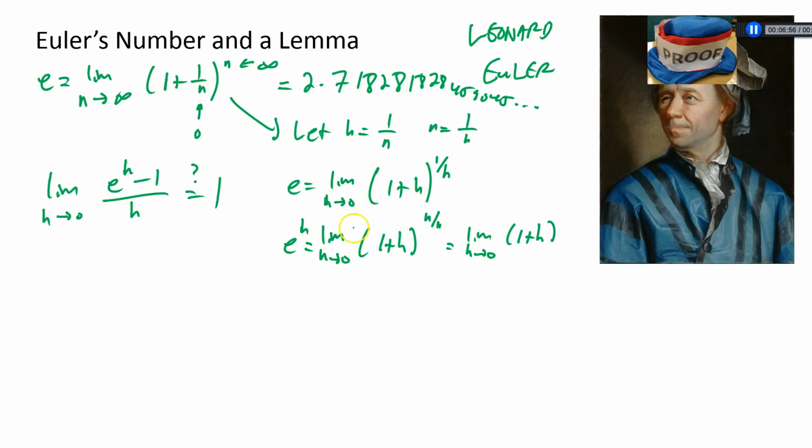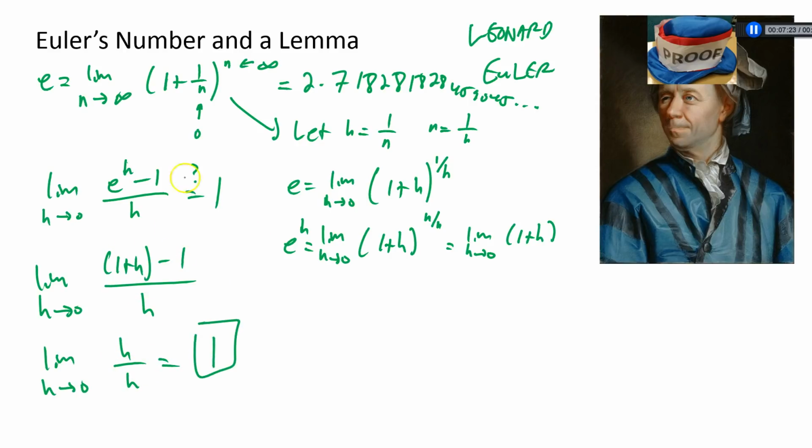Okay, so what I'm going to do now is replace the e to the h right here with this guy, because I just found that e to the h is the limit as h approaches 0 of 1 plus h. So I can just replace it. So I have the limit as h approaches 0 of 1 plus h minus 1, divided by h. Well, 1 minus 1 is nothing, so I have the limit as h approaches 0 of h over h, which is 1. So we've proved this little lemma.